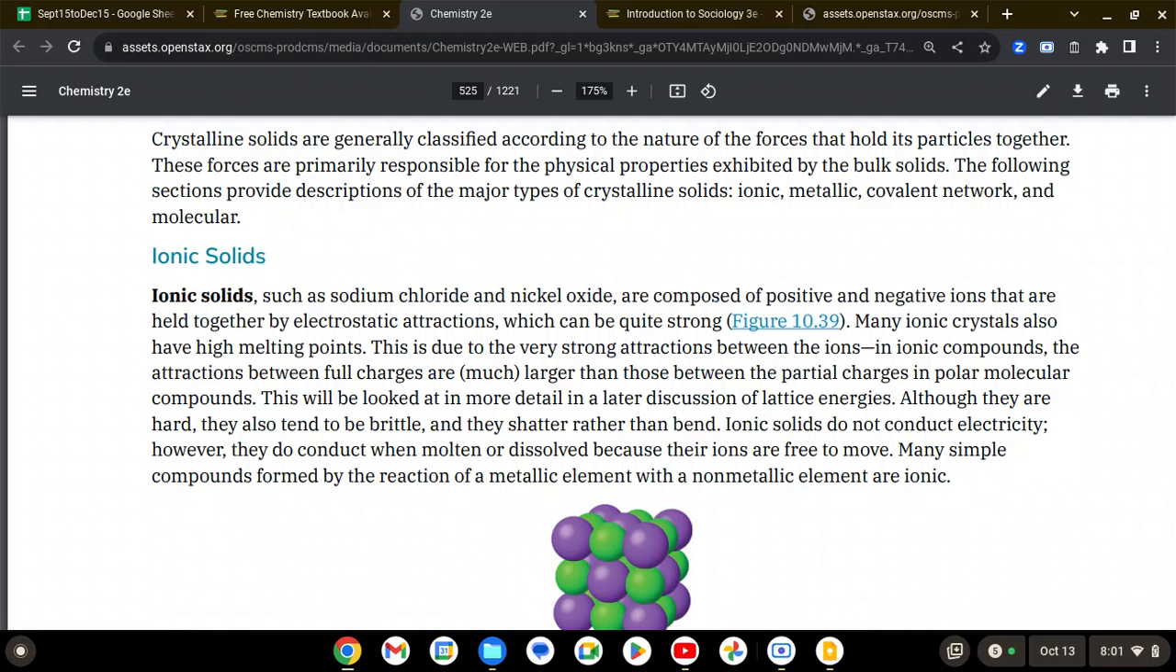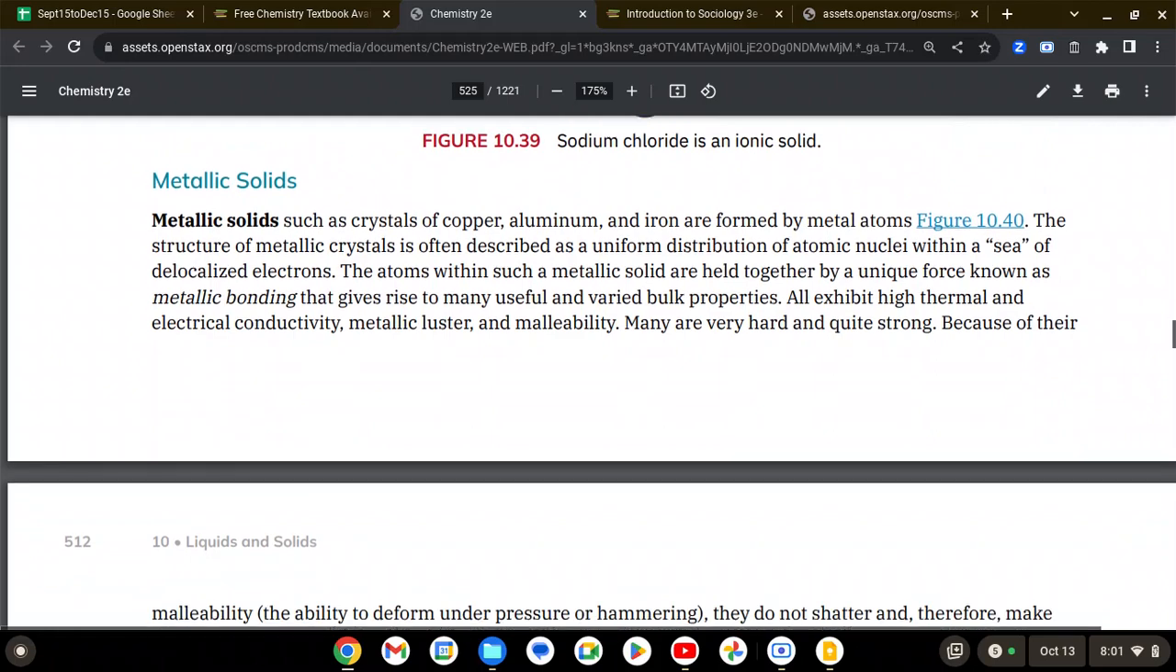Although they are hard, they also tend to be brittle, and they shatter rather than bend. Ionic solids do not conduct electricity. However, they do conduct when molten or dissolved because their ions are free to move. Many simple compounds formed by the reaction of a metallic element with a nonmetallic element are ionic.